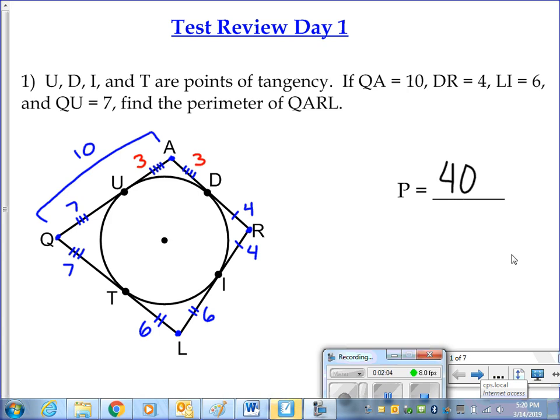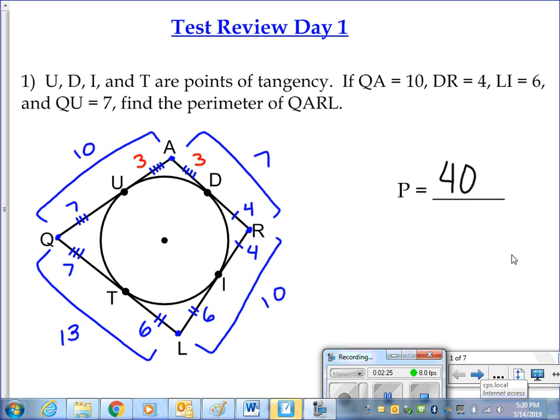Now you guys can just add up all of your sides and you can get your perimeter. So I already gave you QA as 10. If you want, add up A to R, which would be 7. Add up L to R, which would be 10. And then add up Q to L, which would be 13. Total would be 40.